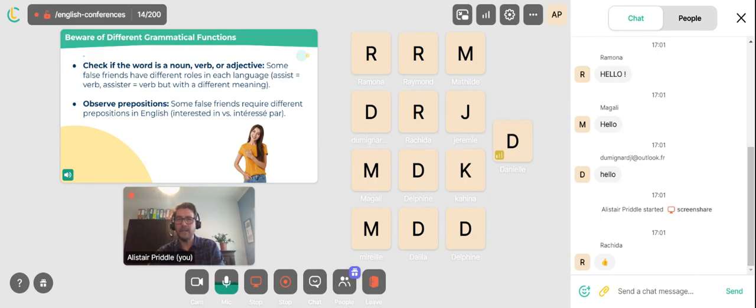Okay, well, let's move on to this. Beware of different grammatical functions. Check if the word is a noun, verb, or adjective. Some false friends have different roles in each language. Assist is a verb. Assister is a verb, but with a different meaning. Observe prepositions. Some false friends require different prepositions in English. For example, interested in versus intéressé par.